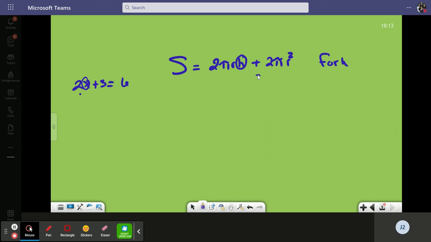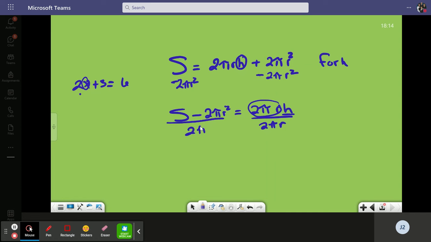So I'm going to start with subtracting 2 pi radius squared. And I have surface area minus the 2 pi radius squared equals 2 pi radius h. Now I want this h alone, and it's being multiplied by 2 pi radius. I'm going to divide by 2 pi radius. I'm going to write that over here. It's canceled, and there is my answer.